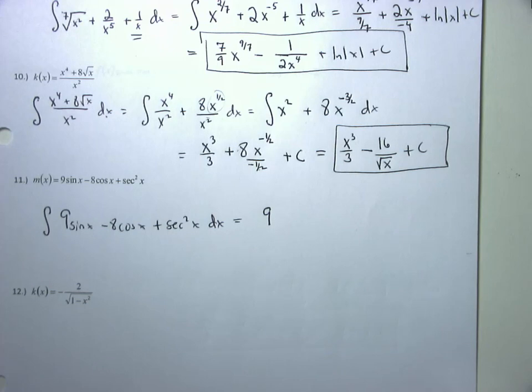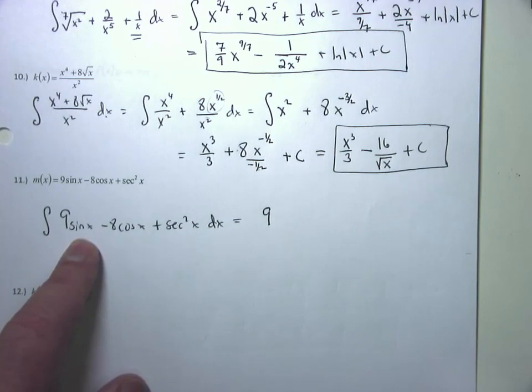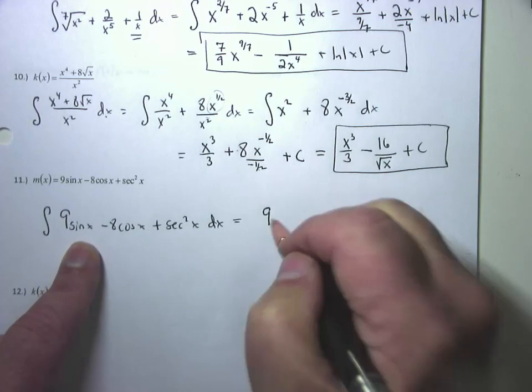What's the derivative of sine of x? Cosine of x. Therefore, when you go in reverse, and if the derivative is negative, the antiderivative is going to be the opposite of that. So the derivative of sine of x is cosine of x. Memorize that. So therefore, what's the integral of sine of x? Negative cosine of x.